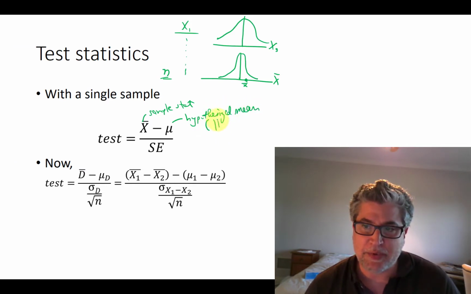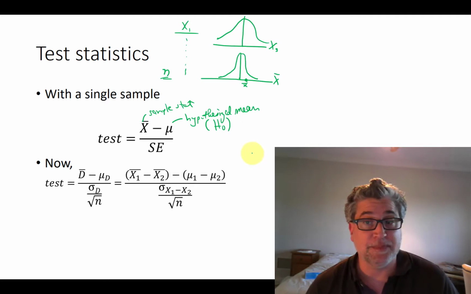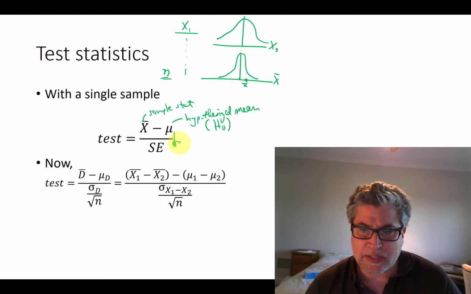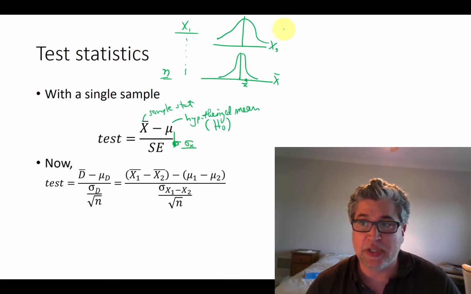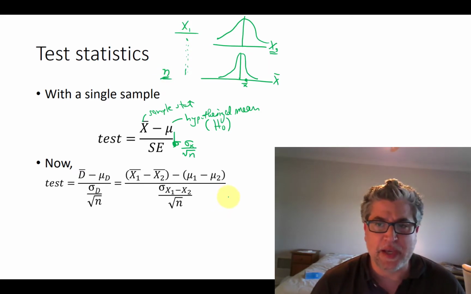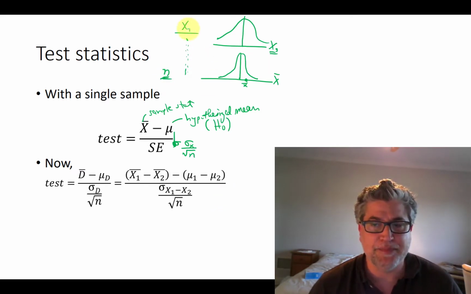This is usually represented in our null hypothesis. And then we divide by the standard error. The standard error was sigma, that's the standard deviation of x divided by the square root of the sample size, so however many observations we had. So that's what life was like when we just had a single sample.